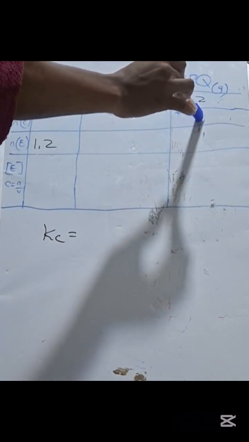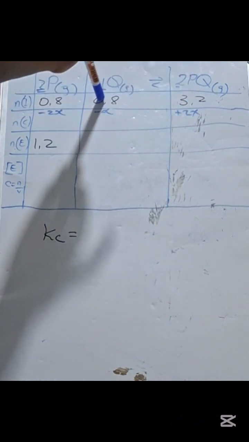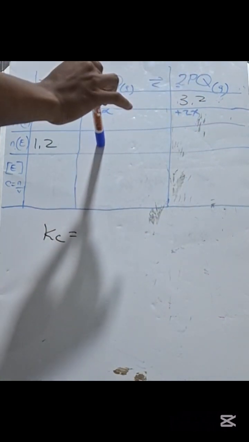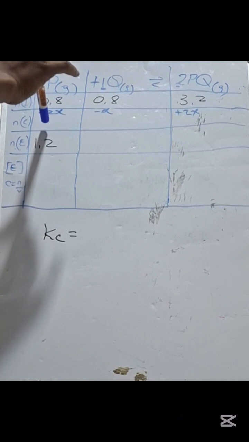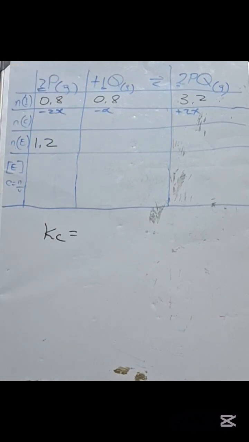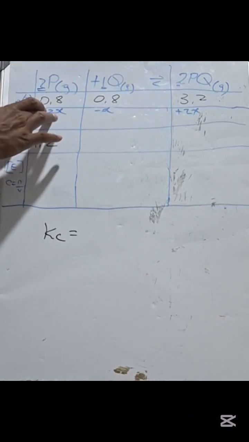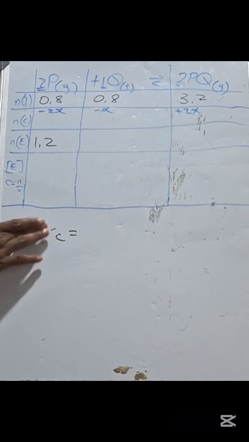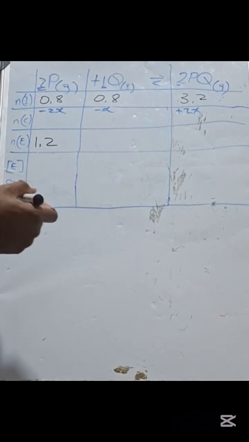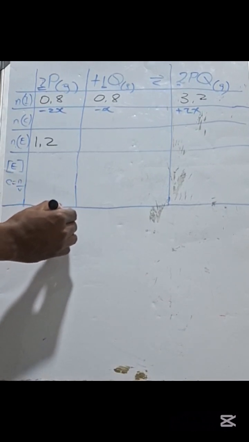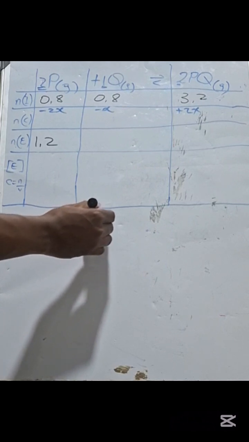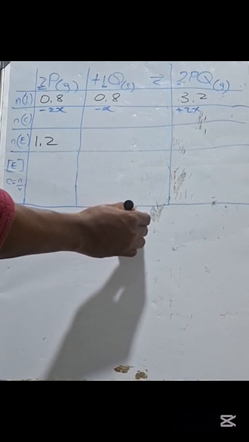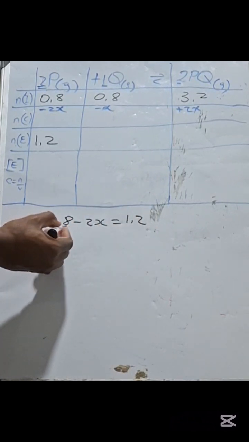3.2 plus 2x is equal to 0.8 minus x, 0.8 minus 2x is equal to 1.2, which means I can solve for x using this. Now let's solve for x. So we say 0.8 minus 2x is equal to 1.2. So I will transpose this one.